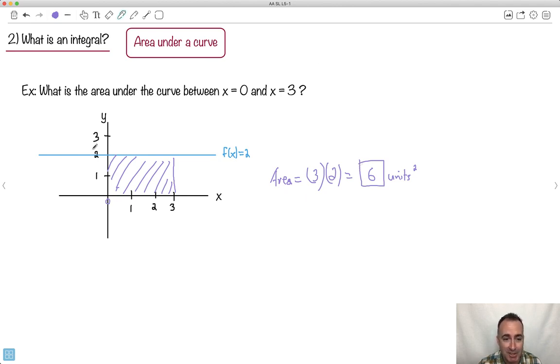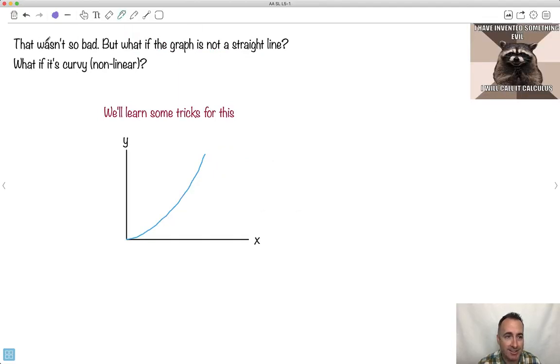Well, again, if it's a straight line, it's easy. But if it's a curved thing, then it's harder. So that's why I said that wasn't so bad. But I mean, what if the graph isn't a straight line? What if it's curvy or nonlinear? We're going to learn some tricks for this.